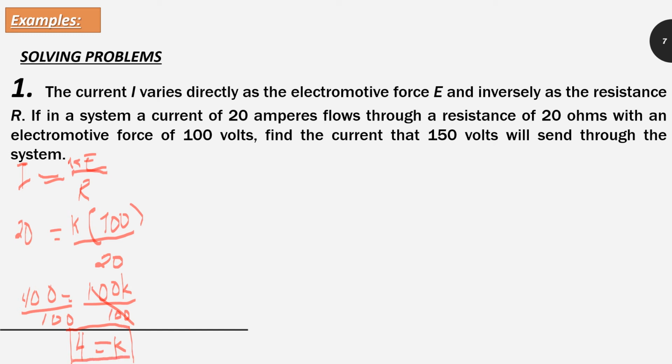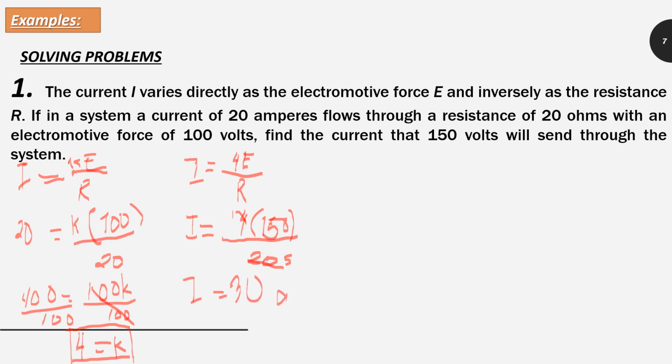So, nakuha natin yung K. I now is equal to 4 times the electromagnetic force divided by the resistance. Sinubstitute natin yung K. Ang tanong po sa pangalawa, find the current that 150 volts will send. So ano kaya yung current pag ang electromagnetic force niya ay 150 volts, pero ang ohms po niyan ay hindi magbabago, 20 ohms pa rin ang resistance. So magiging I now is equal to, pwede namang mag-divide agad dyan, simplify, magiging 1 all over 5. And 150 divided by 5, that is equal to 30. 30 amperes.